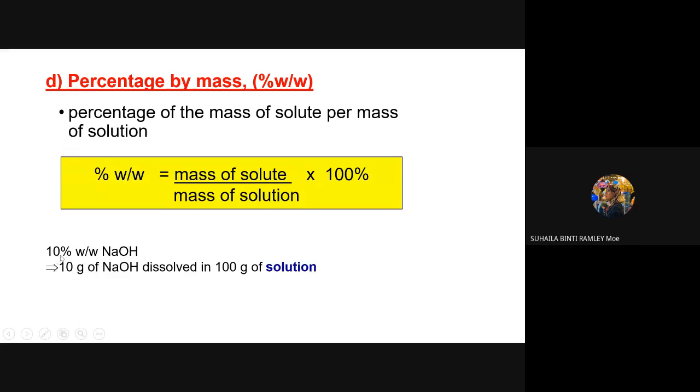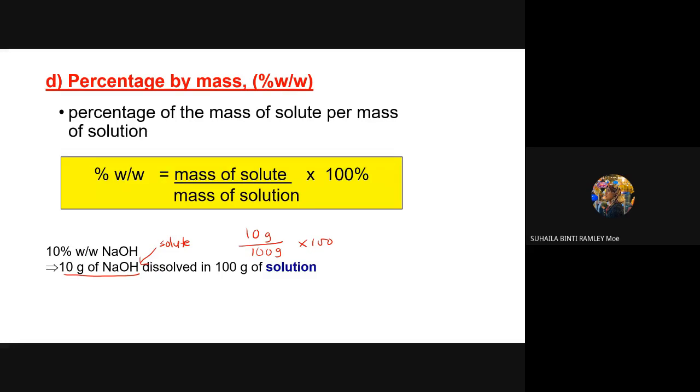So we can define this 10% as actually 10 gram of NaOH. Here NaOH is the solute. Solvent, solution, NaOH? Solute. Yes, solute. So 10 gram of solute is dissolved in 100 gram of solution. 10 over 100 times 100, so we will get 10% W over W.